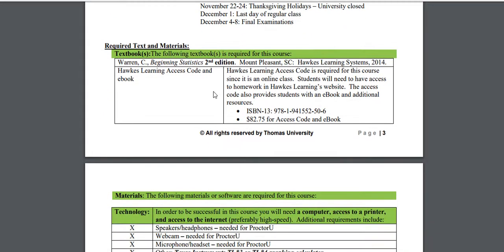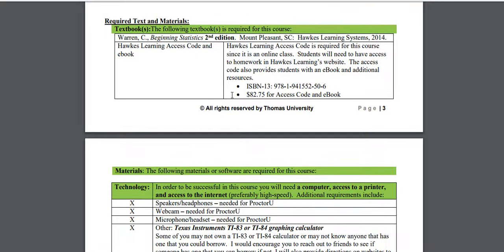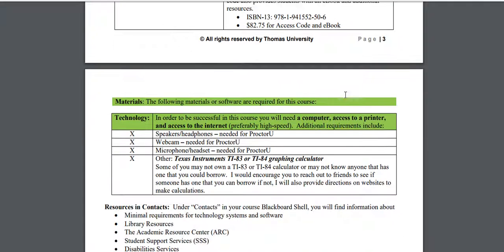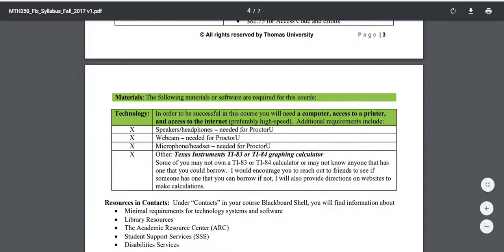Alright, so there's some information about the textbook. The ISBN for just the access code is right there. So if you wanted to purchase it from Amazon or some other site, you could. Like I said, you can purchase the access code directly from Hawks Learning itself, and we'll see that shortly. You can purchase it from the online bookstore at Thomas University, or you can go on campus and purchase it. And all the prices should be very similar because they've worked with us on those prices. If you have questions about that, please reach out.